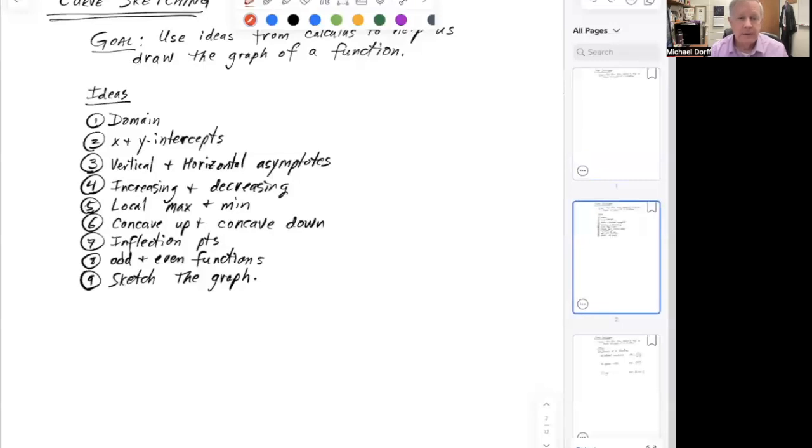And is the function odd or even? Using the fact that it's odd or even will help us then draw some symmetry about the function. Now that's the list of what we're going to do. Let's talk about each of these individually.